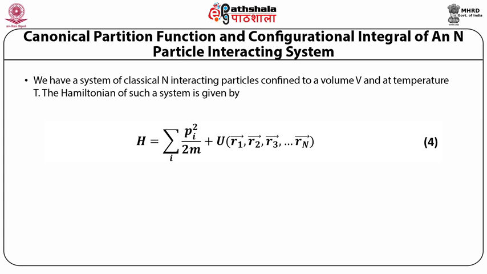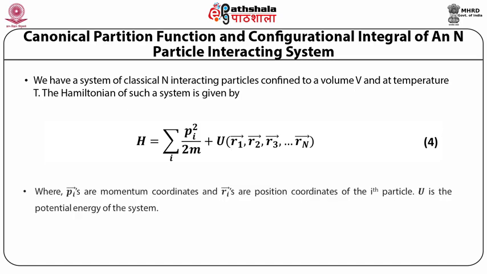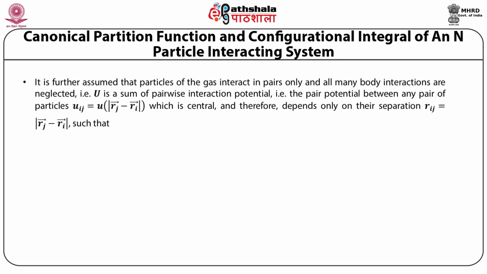plus U as a function of r1, r2, r3 and rn, the position vectors of particle 1, 2, 3 and so on up to n, where p_i's are momentum coordinates and r_i's are the position coordinates of the ith particle. U is the potential energy of the system. It is further assumed that the particles of the gas interact in pairs only, and all many-body interactions are neglected.